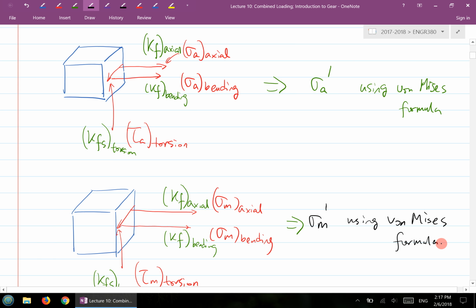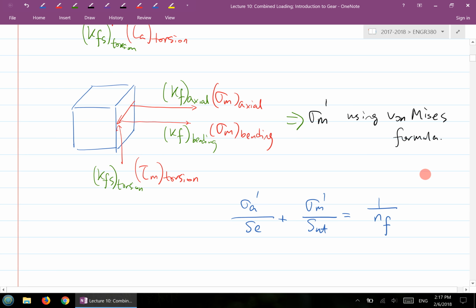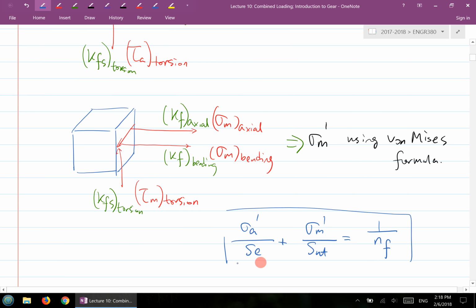Okay. So if we can do this, we get sigma A prime and sigma M prime, just in terms of A and M now. Then we can substitute into, for example, the modified Goodman: sigma A prime over SE plus sigma M prime over SUT equals 1 over N, where N is the safety factor. This is the idea of how we can recycle the modified Goodman here.